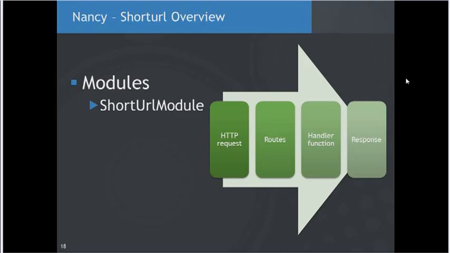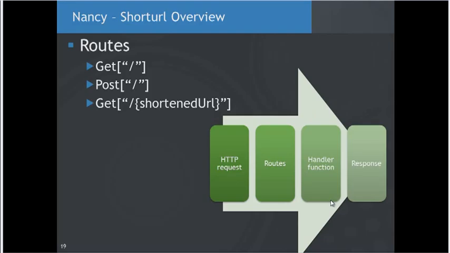So the Nancy module here will handle the HTTP requests that come in. It will define the routes that it's able to handle, and it will do so by pointing out some handler functions, and then it will return some responses. Responses in the sense that they're things of type Nancy Response.